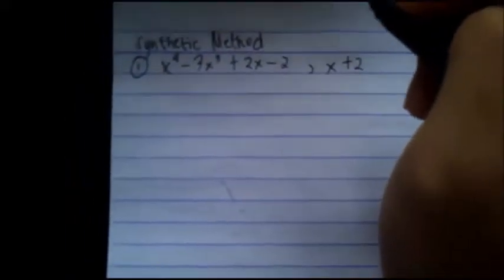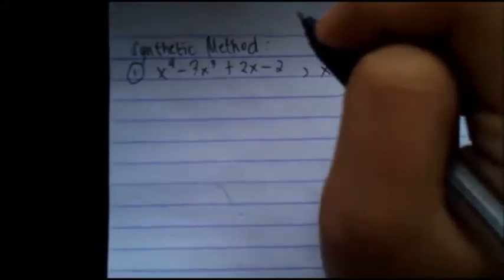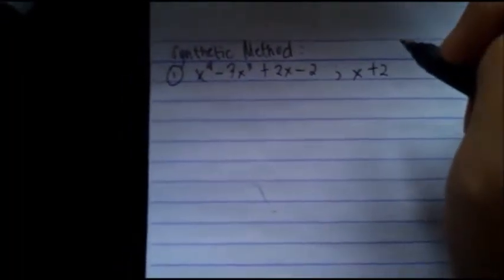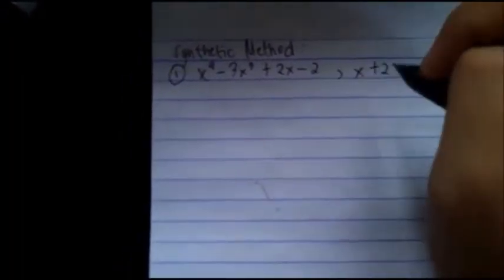Synthetic method. The given equation for example number 1 is x to the fourth minus 3x cubed plus 2x minus 2, divided by x plus 2. So, x plus 2 equals 0. Then, transpose it. x equals negative 2. So the x plus 2 becomes negative 2.